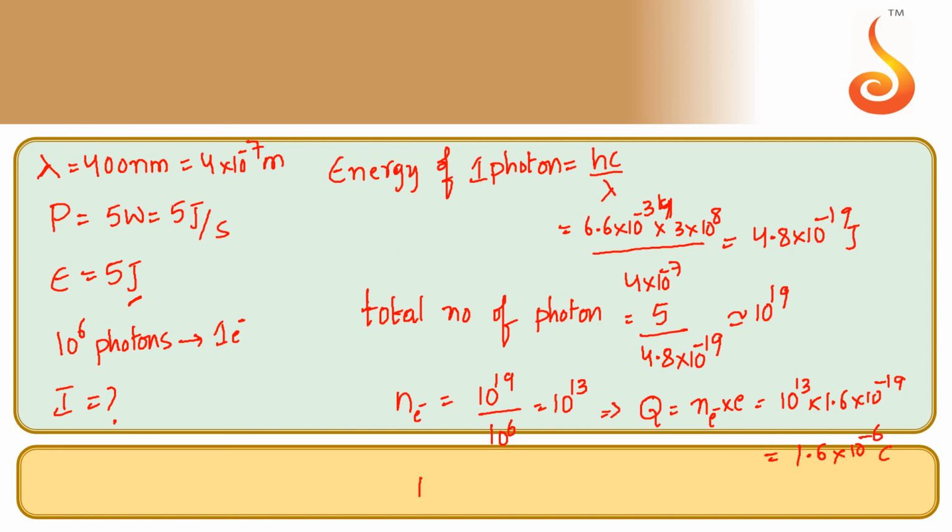So we need to calculate current. Current is equal to charge per unit time. Time is 1 second. So 1.6 into 10 power minus 6 coulombs per 1 second. So we'll get 1.6 microamperes.